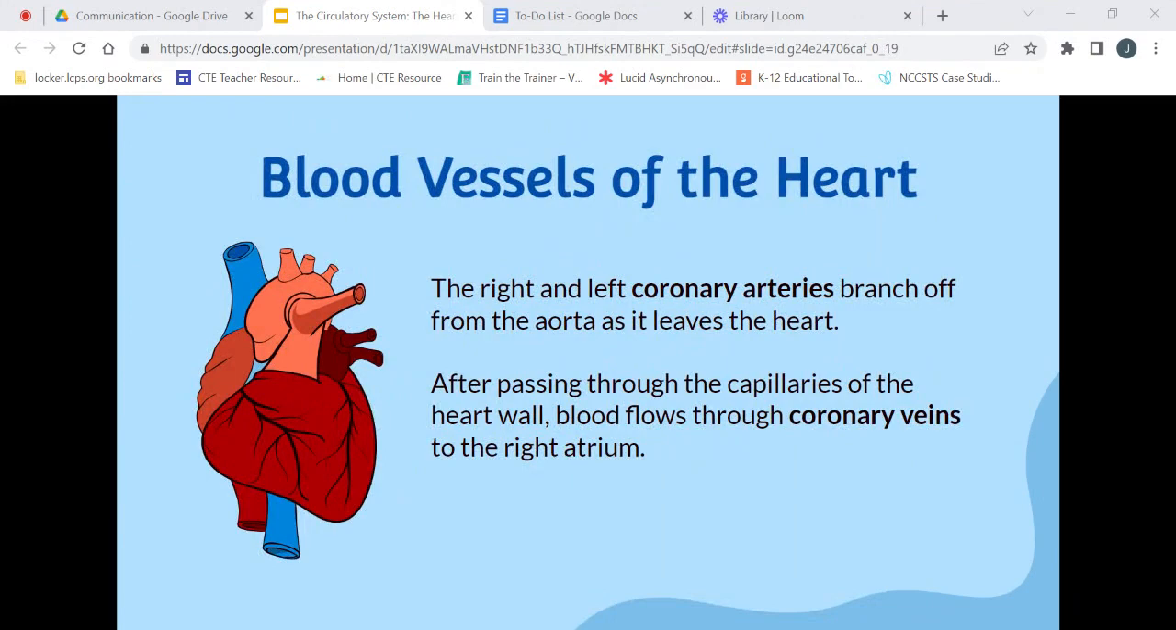The right and left coronary arteries branch off from the aorta as it leaves the heart. The aorta is the largest artery that receives blood from the left ventricle. After passing through capillaries of the heart wall, blood flows through coronary veins to the right atrium. The coronary veins join to form the coronary sinus, which is just a large vein, which empties into the right atrium.